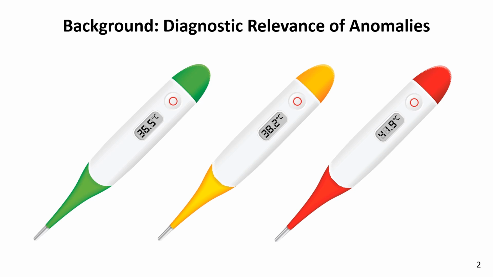For example, many modern digital thermometers visualize their measurements of body temperature with a color code that indicates whether they are within or above the normal range. The goal of our work is to achieve something similar, but in the much more complicated scenario of diffusion tensor imaging, or DTI.